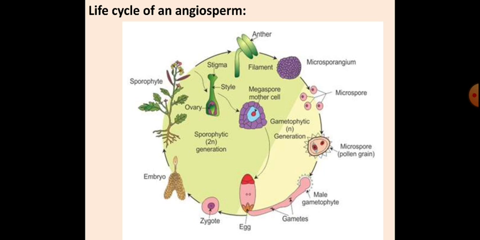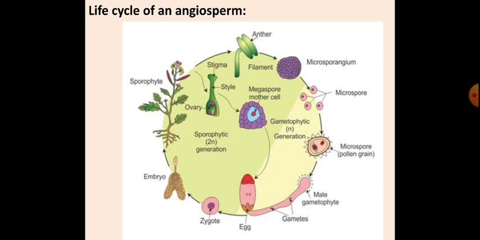Next, coming to the female sex organ. Again you can see the female sex organ is divided into three parts. It is called pistil. The female sex organ in the flower is called pistil or carpel. Pistil consists of three parts: stigma, style and ovary. You can see it in the diagram. Next to anther and filament you can see stigma, style and ovary. So the female sex organ in the flower is called pistil. It consists of stigma, style and ovary.